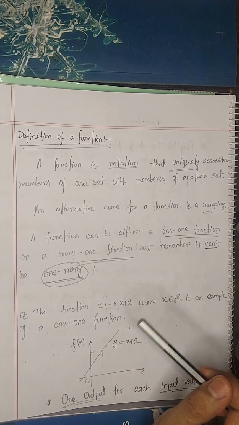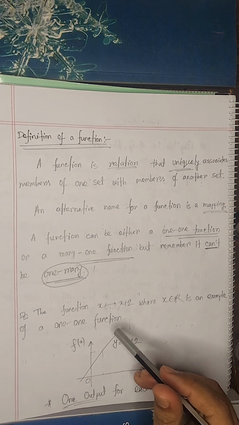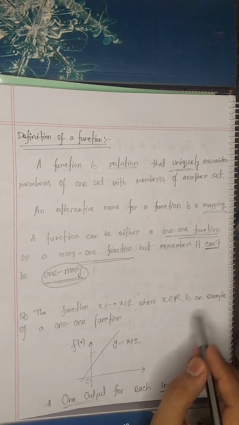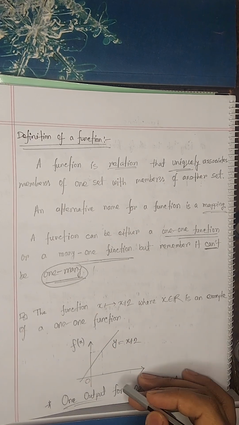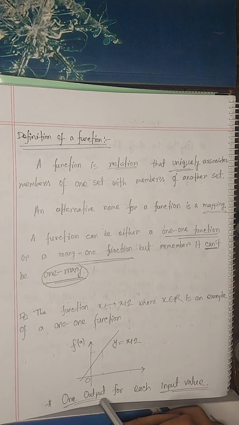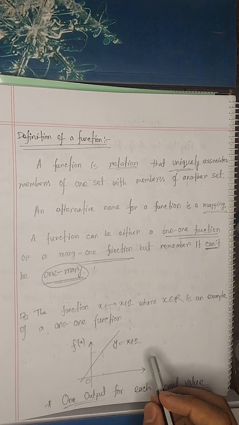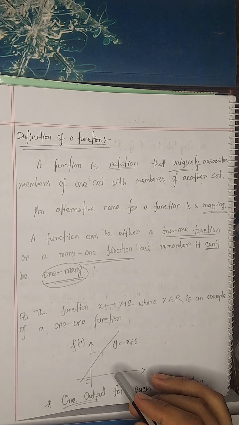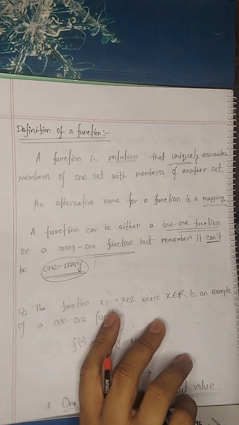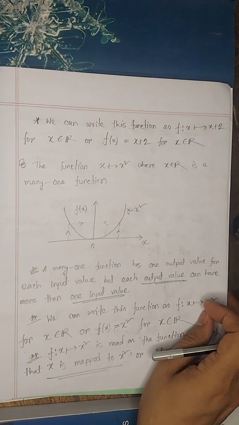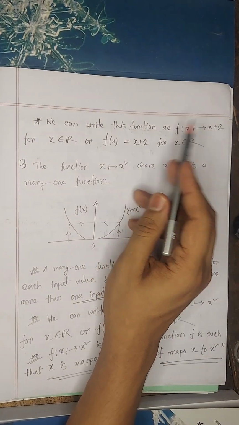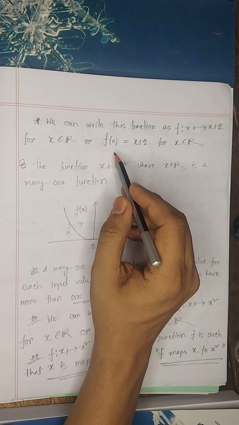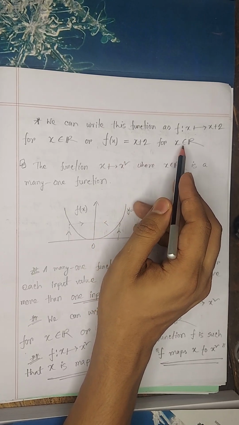Okay, so now we see some examples here. The function x maps to x plus 2, where x belongs to R, is an example of a one-one function. So here we get one output for each input value. For each value of x we get one value of y. We can write this function as f such that x maps to x plus 2, where x belongs to R, or f of x is equal to x plus 2, where x belongs to R.